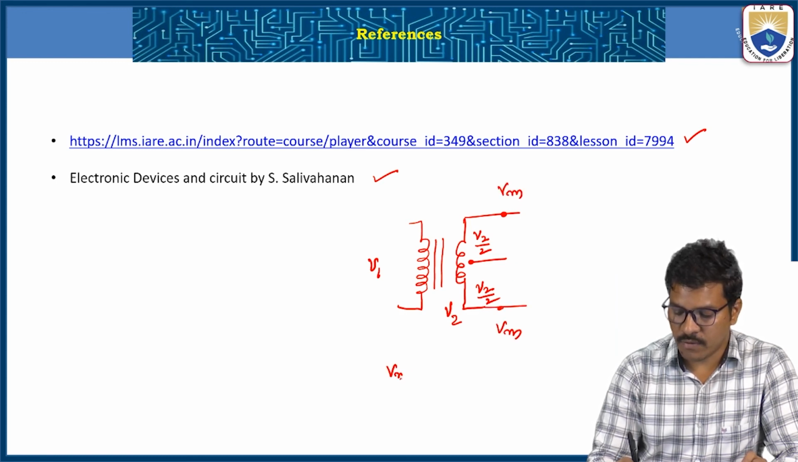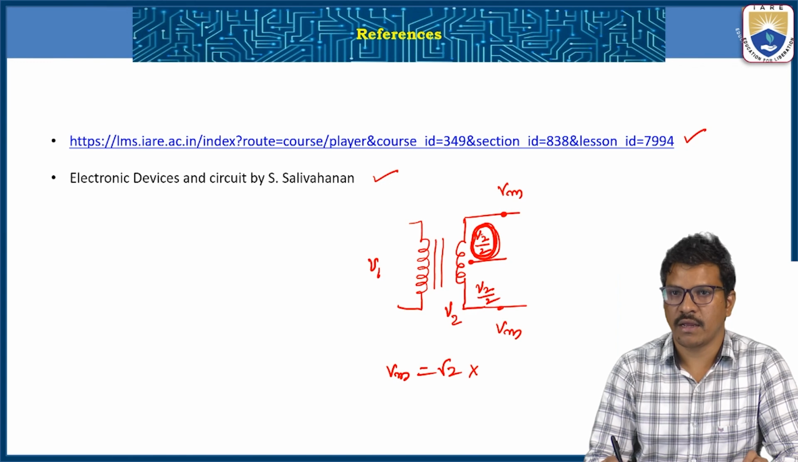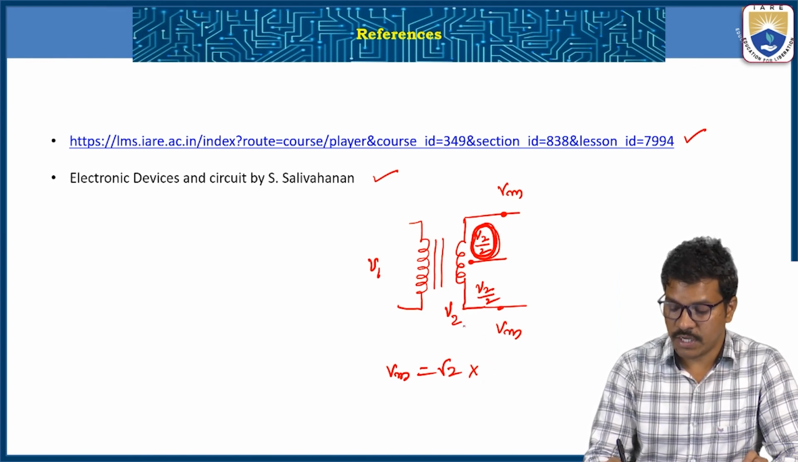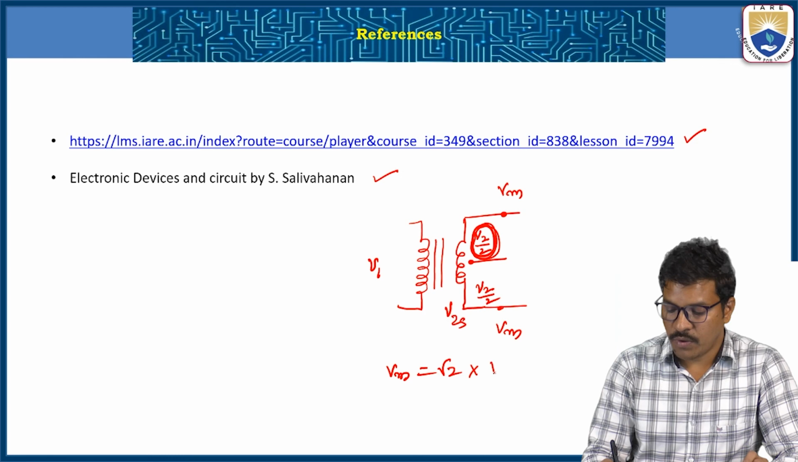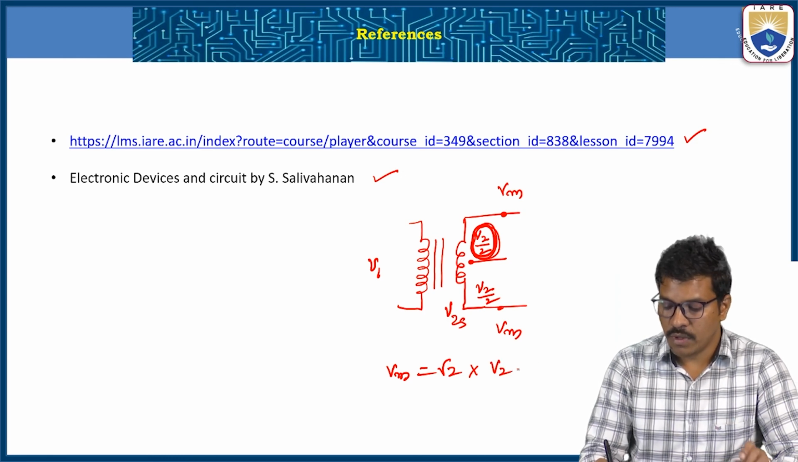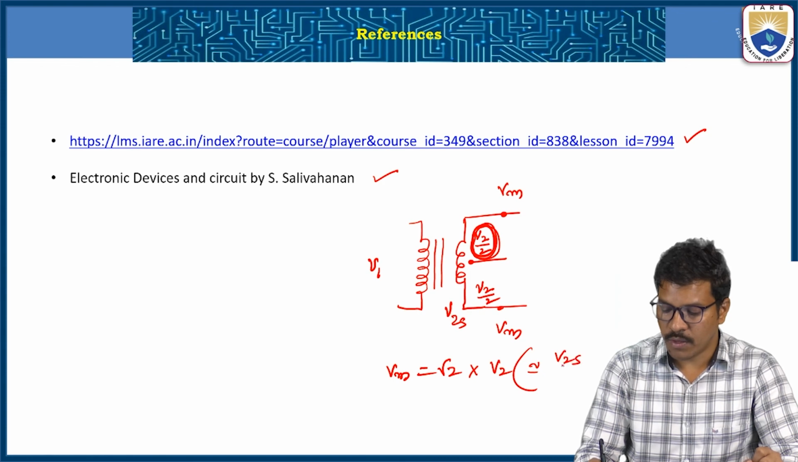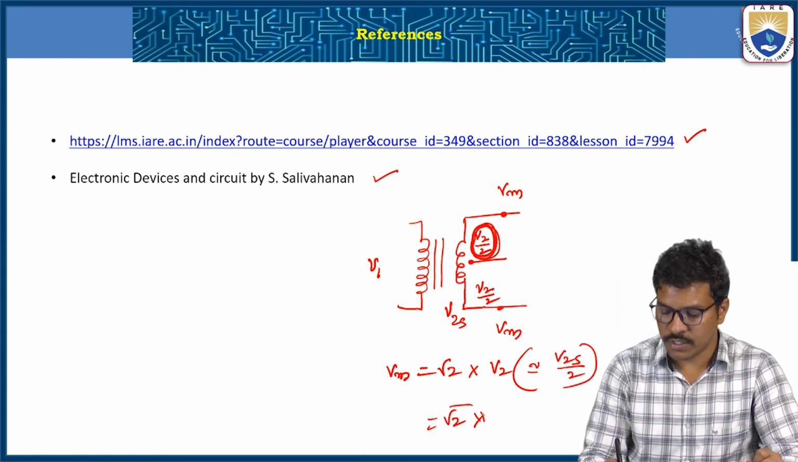Now Vm is equal to root 2 into whatever you get in one half of the secondary coil in the center tap transformer. For example, the total secondary voltage is V2, but each half is V2 by 2. So root 2 into V2 by 2 is so important.